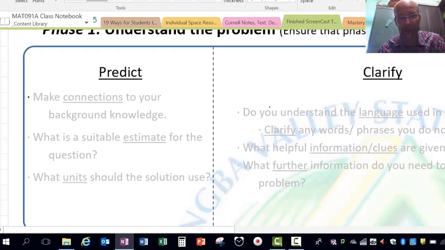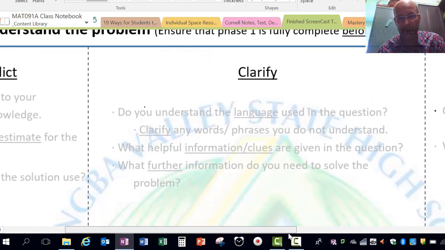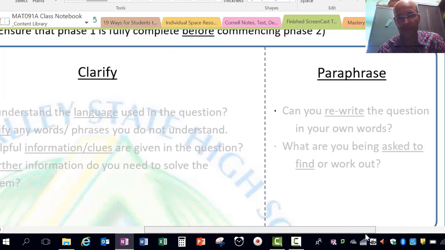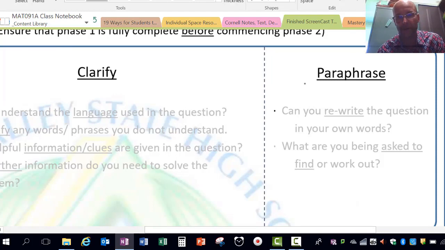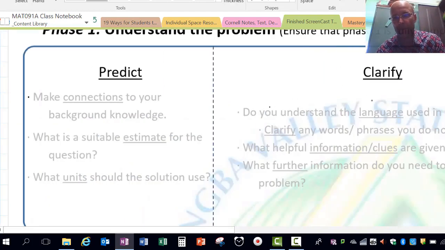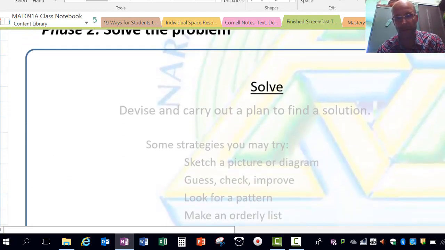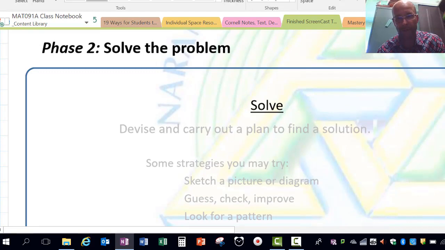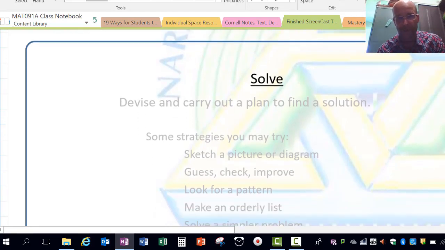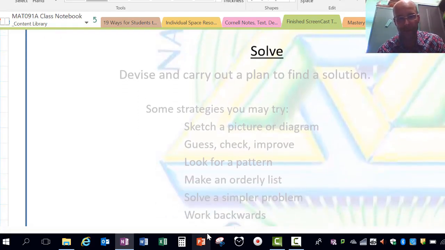And the first phase is to predict, then the second phase is to clarify. In other words, when you've clarified it, you'll be able to paraphrase, which means write it in your own words. After that, we do the math. We solve. So we carry out, we come up with a solution after we've chosen a strategy, in other words, a plan of attack.